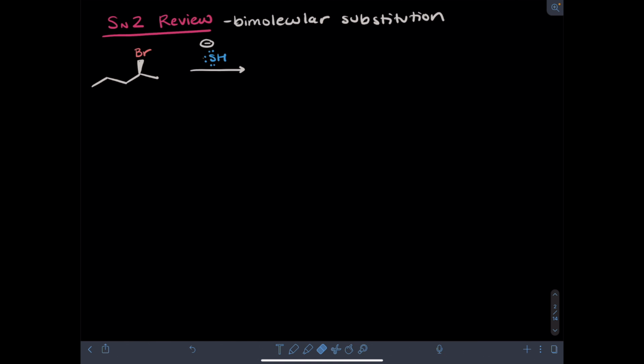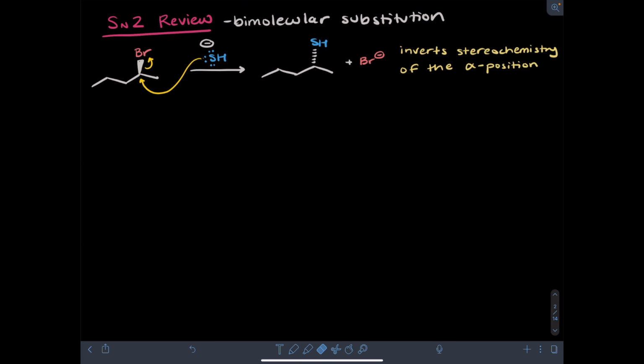Let's consider an alkyl bromide, in this case a chiral one, where the alpha carbon is chiral, and consider SH- as a nucleophile. In the SN2 mechanism, you bring a lone pair from the nucleophile to the alpha carbon and break the carbon halide bond in the same step. This forms your substitution product and a halide anion.